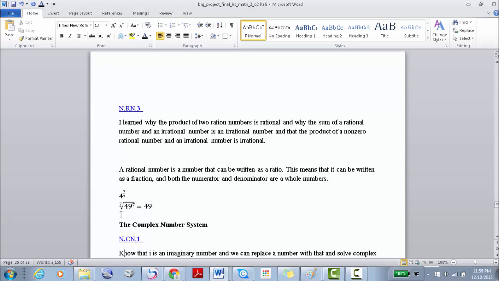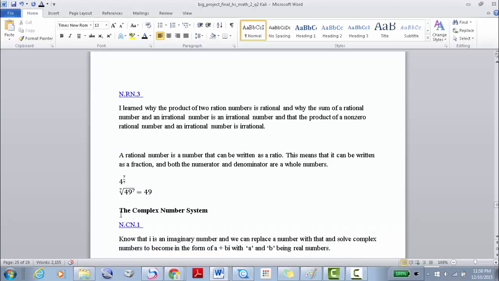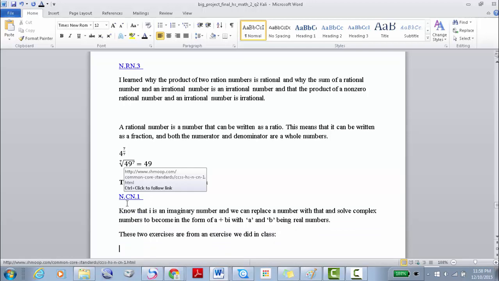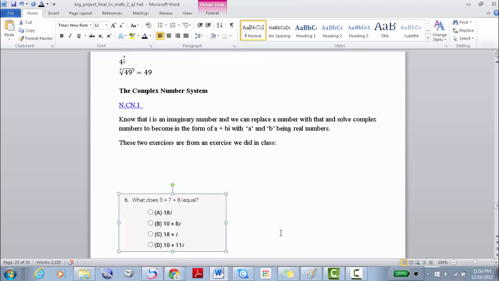The next 2 to 3 standards are about the complex number system. In the standard NCN1, we have to know that i is an imaginary number, and we can replace a number with that and solve complex numbers to become in the form of a plus bi, where a and b are real numbers. These two exercises are from one of the exercises we did in class.